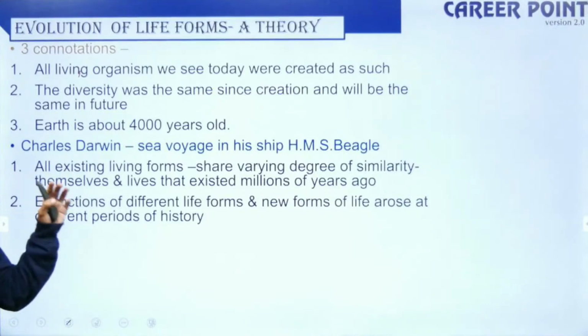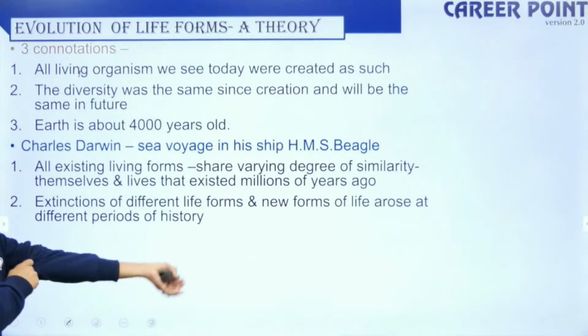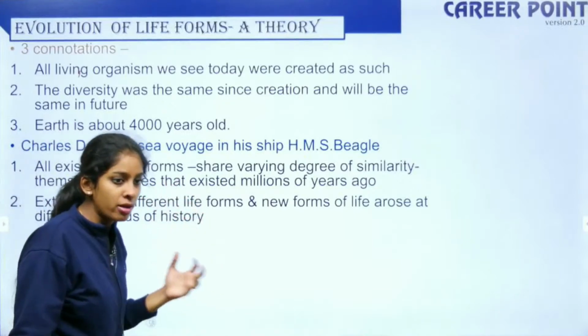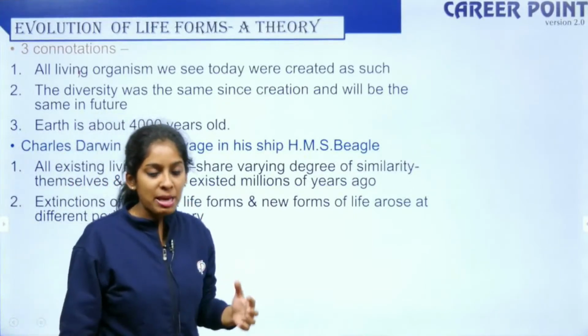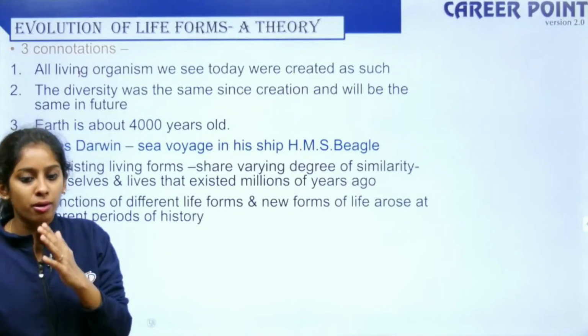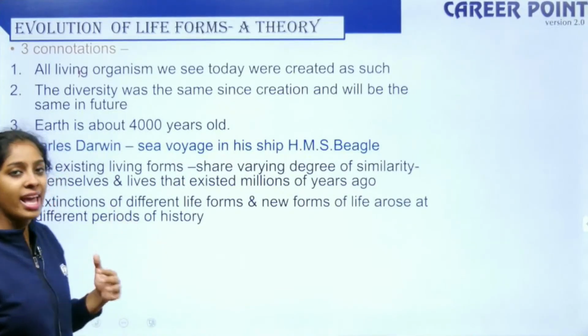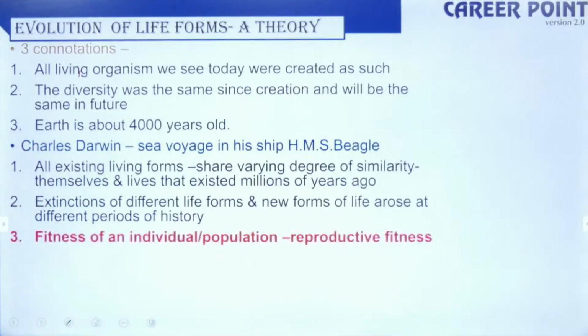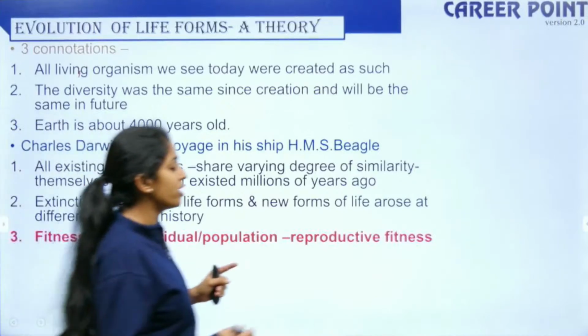The second conclusion: extinctions of different life forms happened, and new forms of life arose at different periods of history. For example, dinosaurs became extinct, and you have new organisms coming into your book of records every day, every year, right? So this is also happening. And the third was the most important conclusion among all that Darwin gave us.